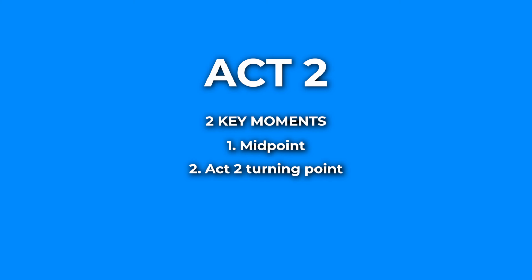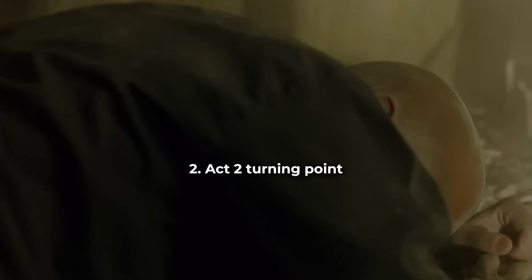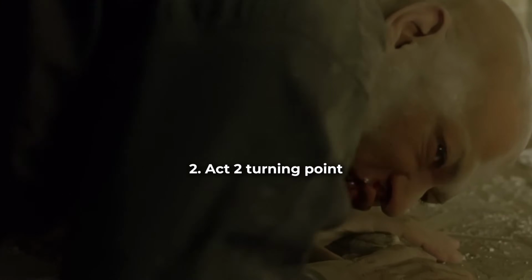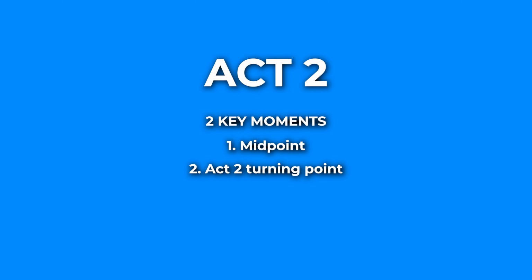Then comes the second act turning point, which is the lead into Act 3. It's usually a low point for the hero. Things are worse than ever. In The Matrix, this is when Morpheus gets captured and Neo realizes he has to make a choice. He has to choose between himself or saving his friend.